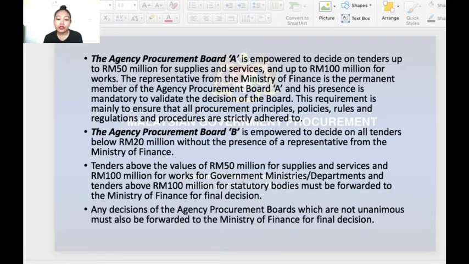Tenders above the values of 50 million ringgit for supplies and services and 100 million for works for government ministries or departments, and tenders above 100 million ringgit for statutory bodies must be forwarded to the Ministry of Finance for final decision. Any decisions of the agency procurement boards which are not unanimous must also be forwarded to the Ministry of Finance for final decisions.